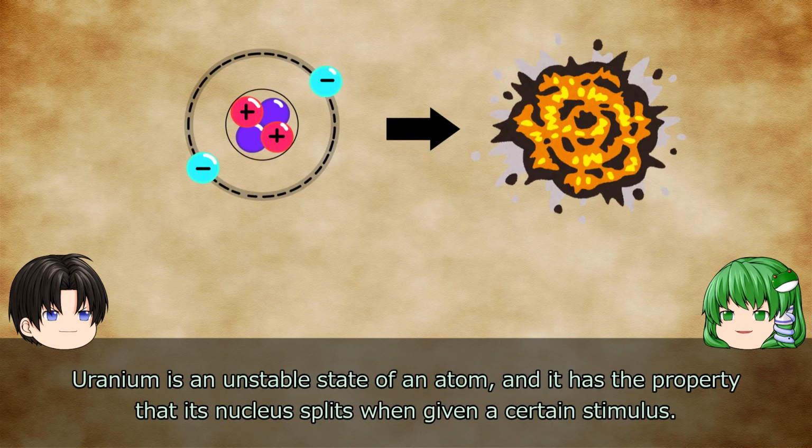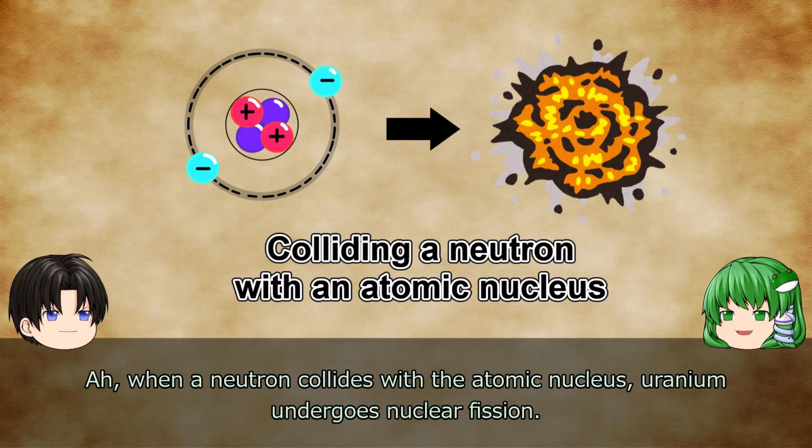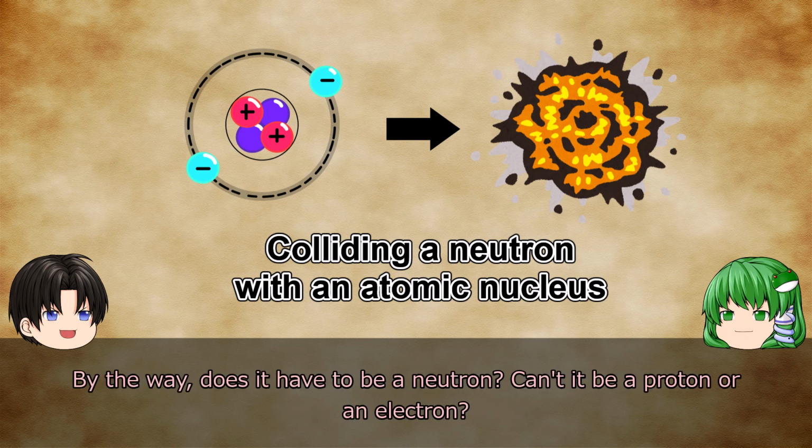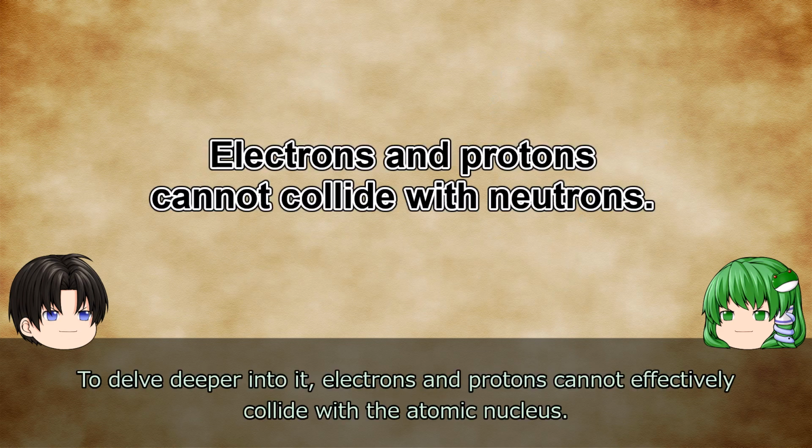Uranium is an unstable state of an atom, and it has the property that its nucleus splits when given a certain stimulus. A certain stimulus? When a neutron collides with the atomic nucleus, uranium undergoes nuclear fission. I see. By the way, does it have to be a neutron? Can it be a proton or an electron? Exactly. To delve deeper into it, electrons and protons cannot effectively collide with the atomic nucleus.